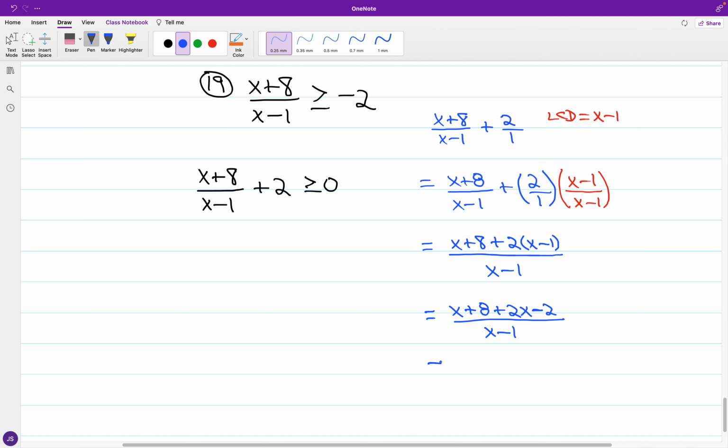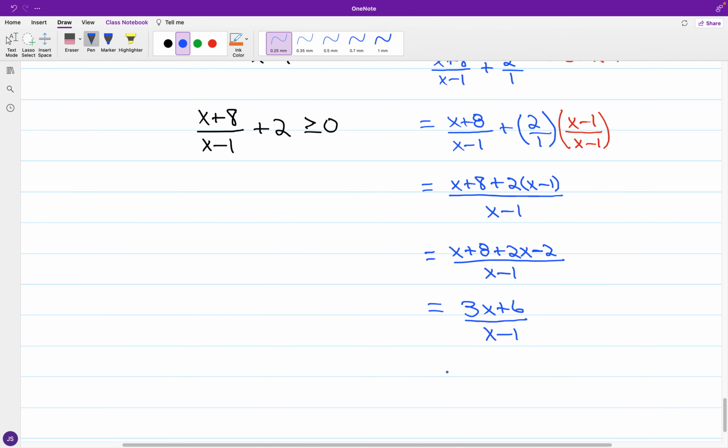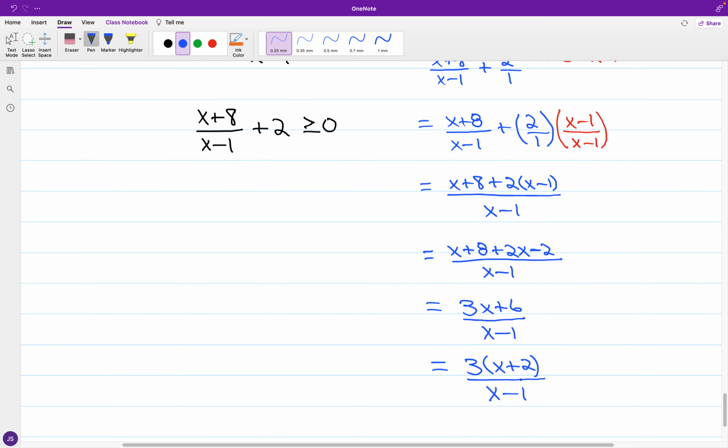All over x minus 1. And so just putting together, okay, so you got 3x plus 6 over x minus 1. And this is optional, but I'm going to go ahead and write this in factored form. So 3x plus 6, that'll be 3 times the quantity of x plus 2, all over x minus 1.